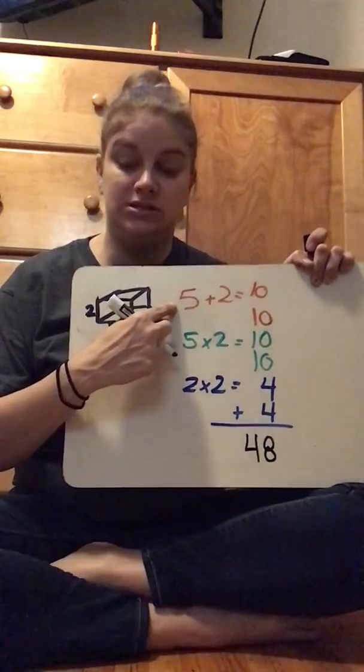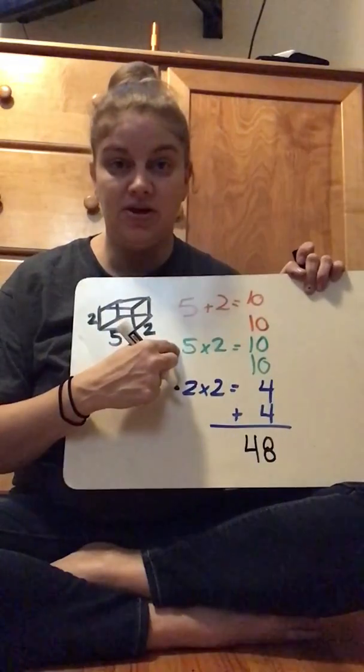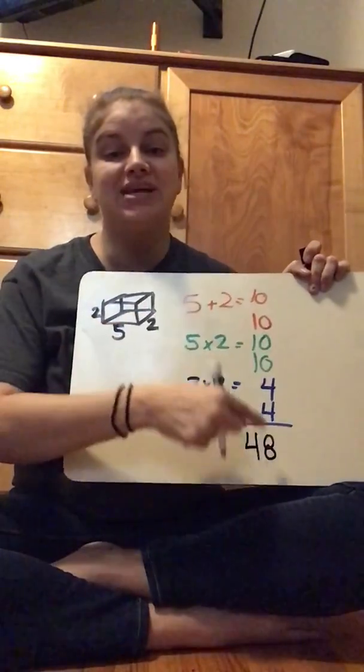This is the front and the back. This is the top and bottom, and these are the 2 sides, and then I add it all up together, and I get 48.